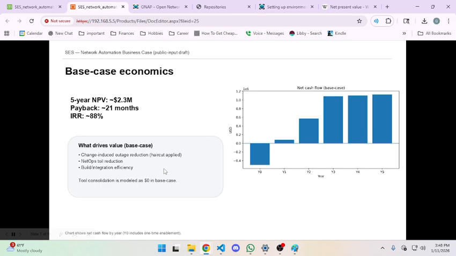We got a chart here that shows net cash flow by year. Year zero includes a one-time enablement. So year zero, you're going to be half a million in the hole to make this whole thing work. But by year one, you're already going to be making money from this, and then by year two, you're going to have your money back. You're going to have more than half a million, and by year three, now you're making millions. You should make about 2.3 million from this project.